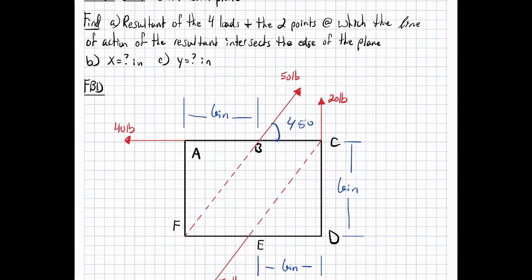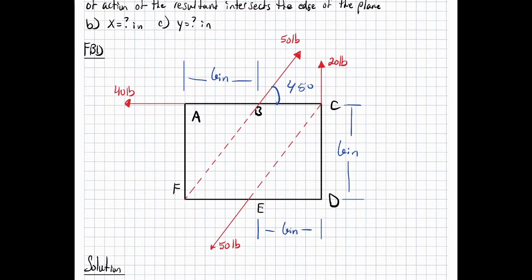Okay. So continuing on, we have our plate. These two forces at B and at E are parallel. We have 40 pounds at A, 50 pounds at B at a 45-degree angle, 20 pounds vertically at C, and 50 pounds also at a 45-degree angle from E, because those are parallel.